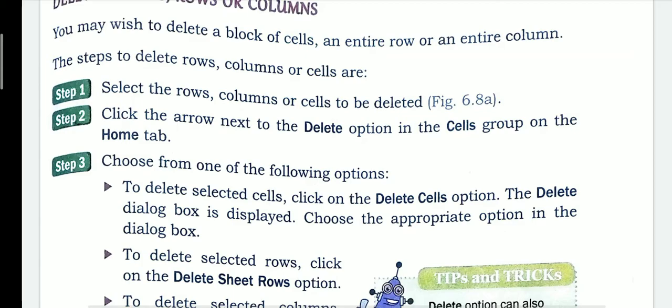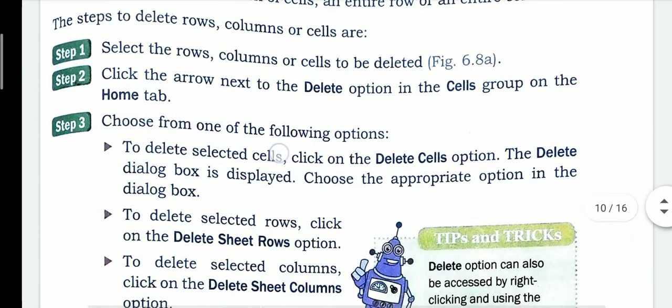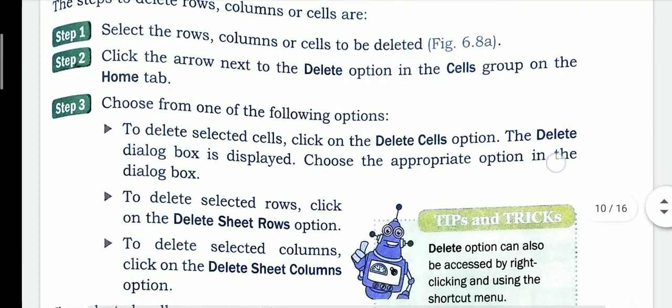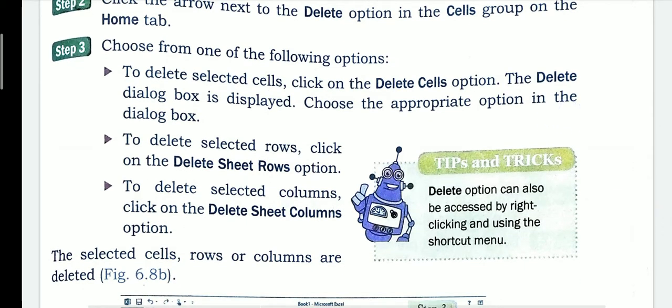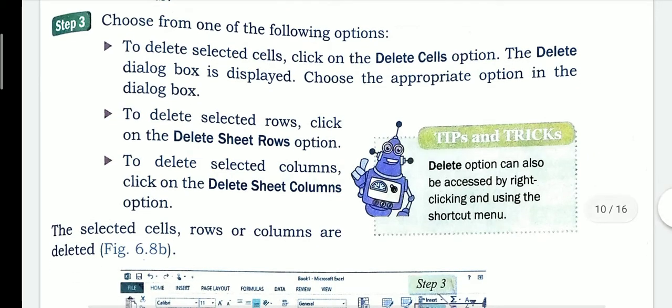Step 1, select the rows, columns or cells to be deleted. First of all, select the number of cells or number of columns or rows. Second step, click on the arrow next to the delete option in the cells group on the home tab. After selecting the rows, columns or cells, click on the delete option which is available in the cells group on the home tab. After that, choose from one of the following options.